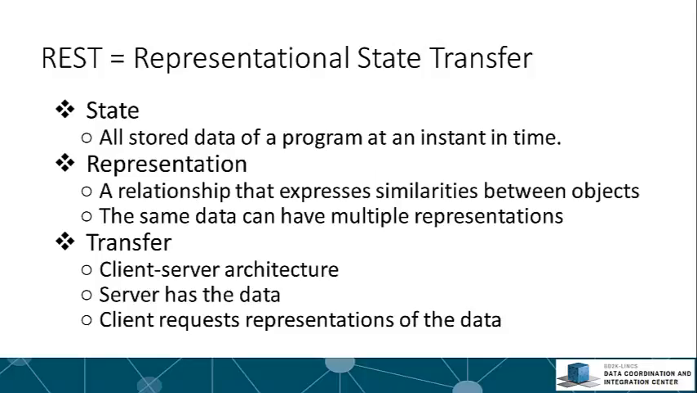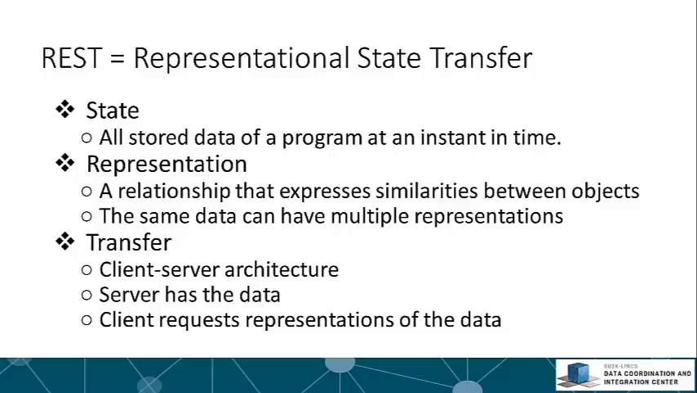Okay, let's talk about REST. REST stands for Representational State Transfer. That's a mouthful, so let's break it down. First, state is all the stored data of a program at an instant in time. I think of state as a snapshot of a program, what you would get if you froze a program during the middle of its execution.